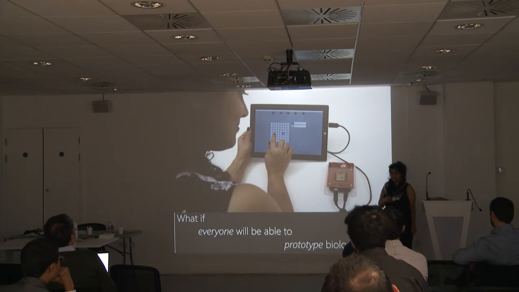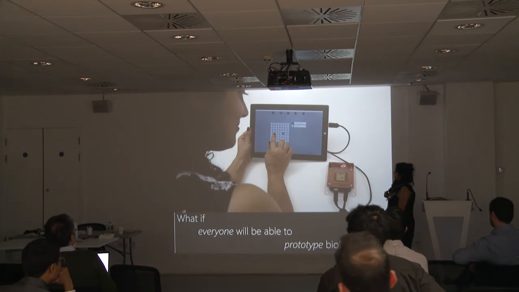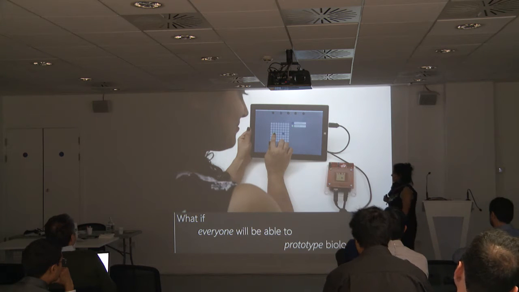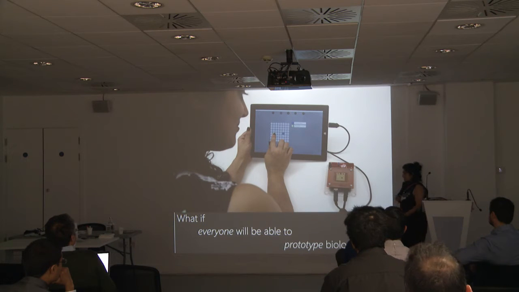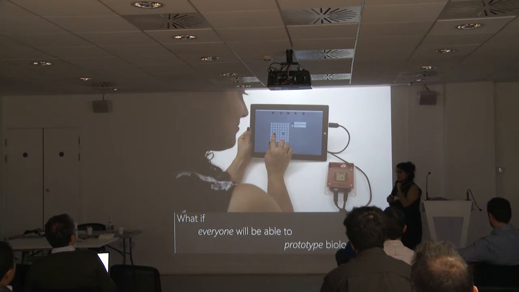The next question I had to ask myself is, you can see the interface is quite easy. You can move the droplets using drag and drop. I'm still working on the system, it's in development, but the idea is that it's going to be very, very easy to route the droplets. So the next question I have, what if everyone, and when I say everyone, I mean really everyone, will be able to prototype biology. What if these digital microfluidic biochips become the Arduinos for biology?